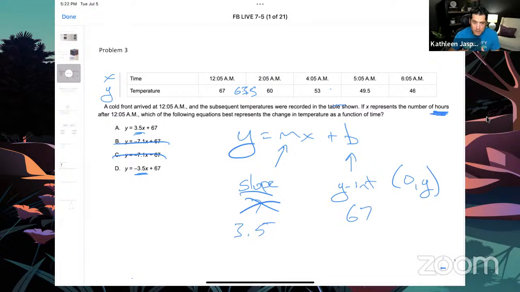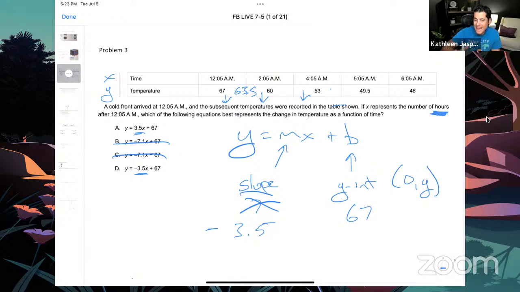The way that you catch this is it's a temperature. And think about it, that's something that's real world. All of you know and understand what it's like for temperature changes. If a cold front arrived, well, what's happening to your temperatures? Are they going up or are they going down? Our temperatures are going down. They're going down every hour. That's what your slope is. So from 67 to 63.5, I'm going down 3, and then I'm going down another 3. So how do we relate that in our equation? We make it a negative 3.5, right?